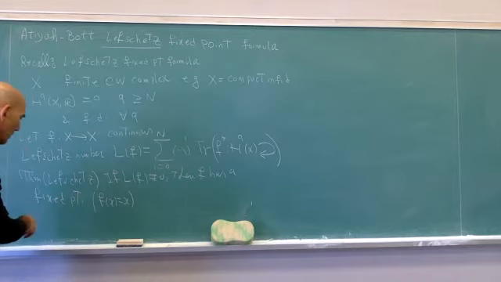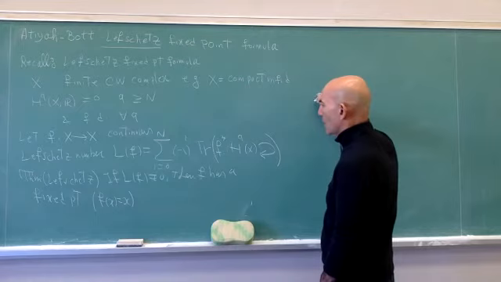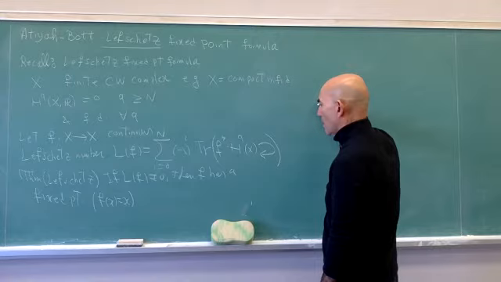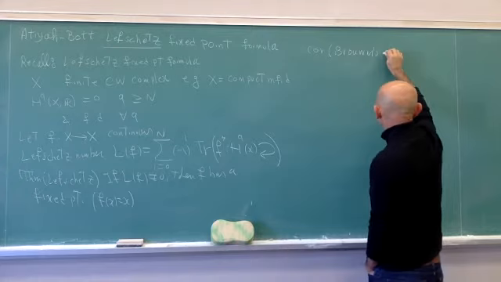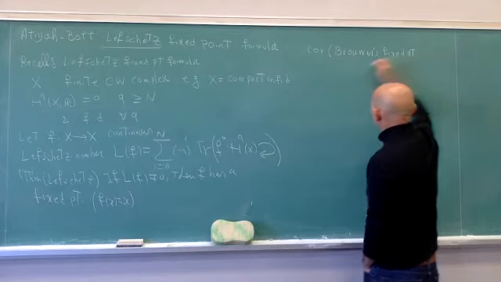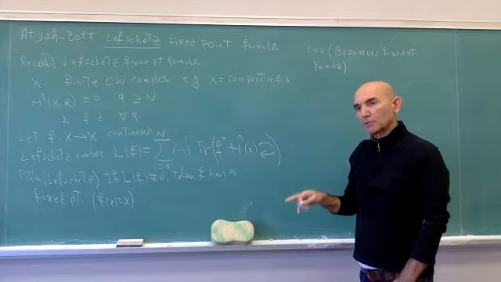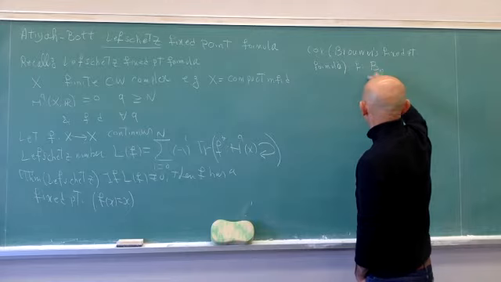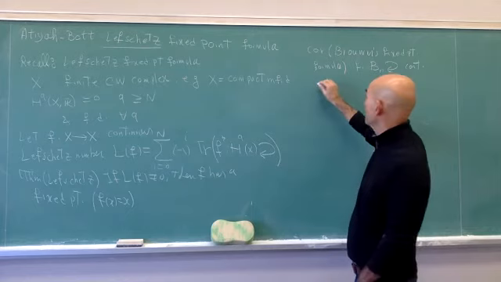So the result is here. Then a corollary of this is Brouwer's fixed point theorem. So what was the Brouwer fixed point theorem? If F is a continuous map from the n-dimensional disk, the ball, to itself, then F has a fixed point.